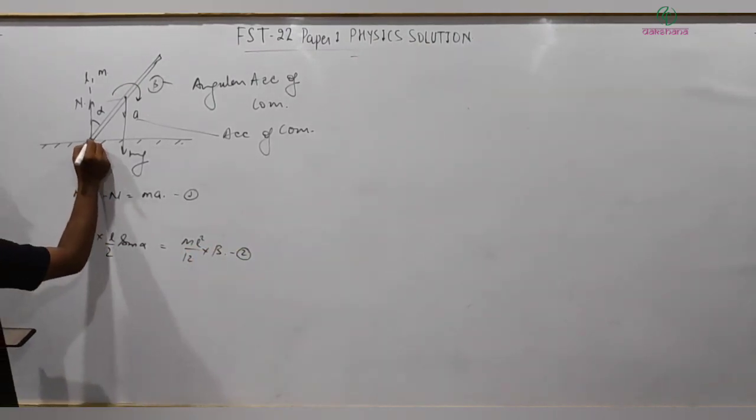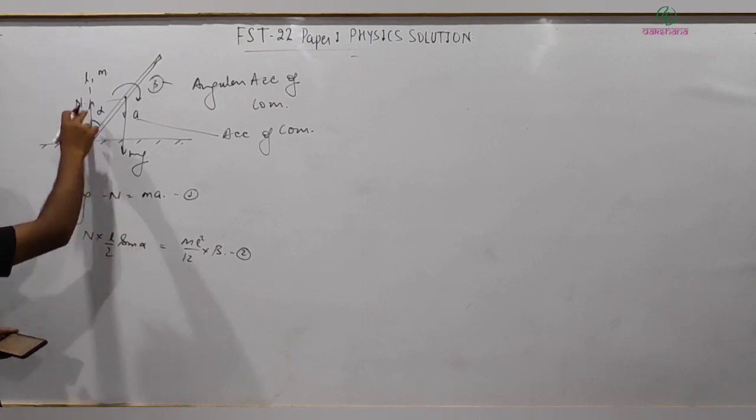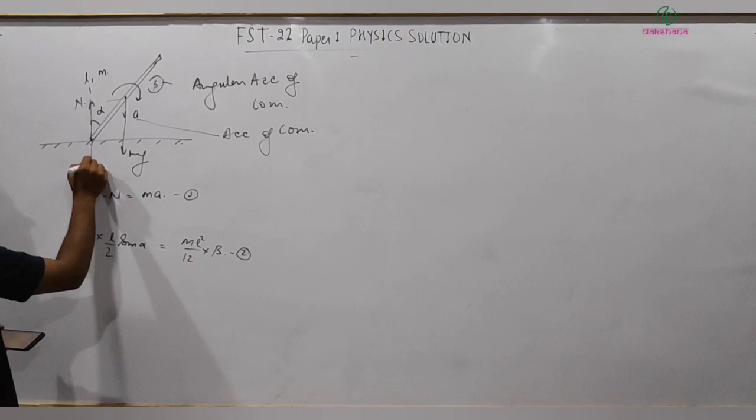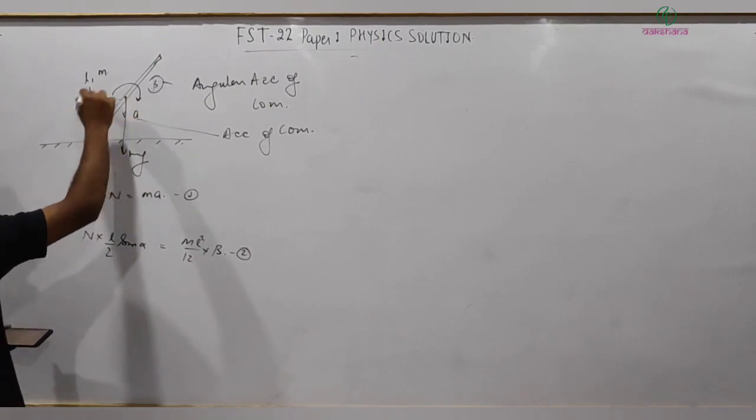Next thing is here, see, the acceleration of this point in the vertical direction must be 0 to have no net acceleration. So one will be the downward acceleration a, and another because of rotation.